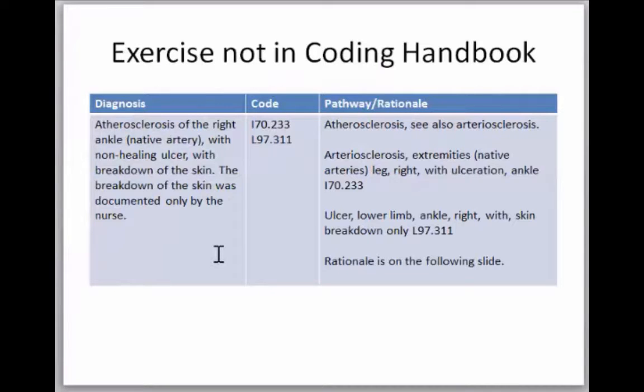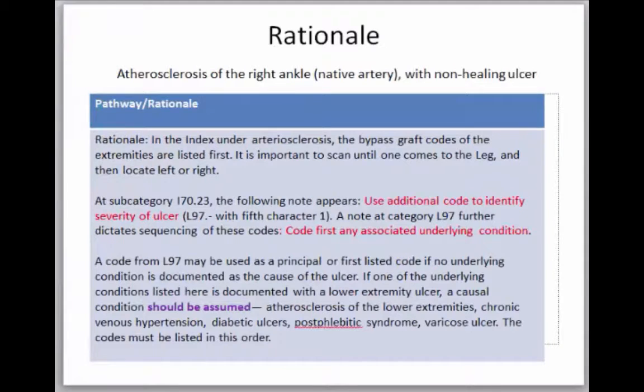I wanted to bring this one to your attention because when you start looking in the code book, in the index, when you get into atherosclerosis, it gets very busy. And you really have to watch your indentations in the index so that you go to the right one. And there's a pathway. On the next page in the rationale, I mentioned that the bypass graft codes of the extremities are listed first. So you really have to keep reading down and watching your indentation until you get to the leg, and then you can locate left or right.